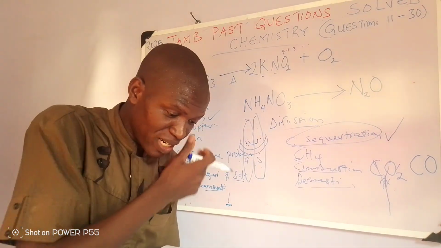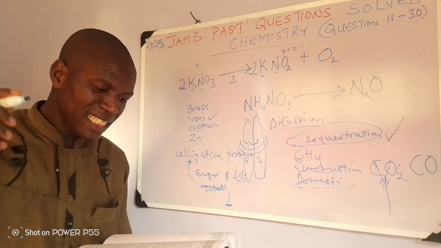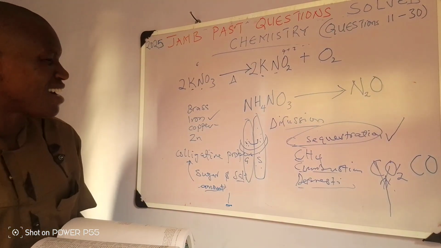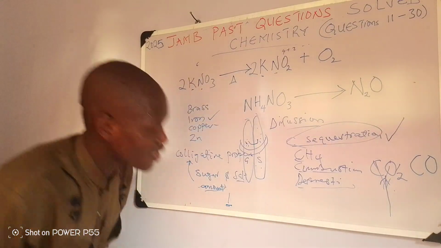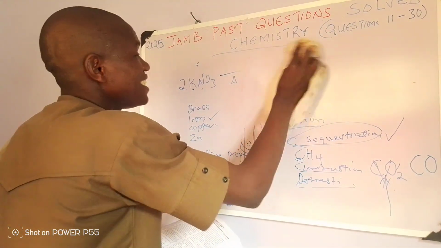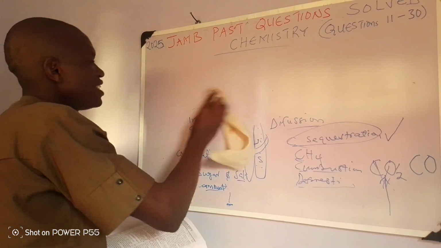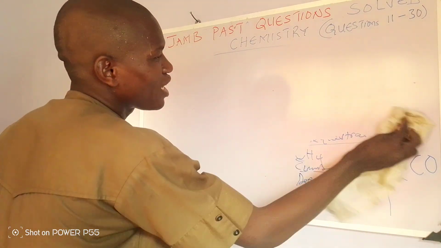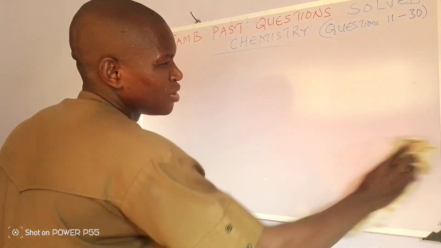The next question is question 19 that says, which is a suitable drying agent for hydrogen gas? Drying agent for hydrogen gas. Okay, let me clean our board. You have done drying agents. Do you remember? Efflorescent, deliquescent, acid, bases, and salts. Hygroscopic. Do you remember them?